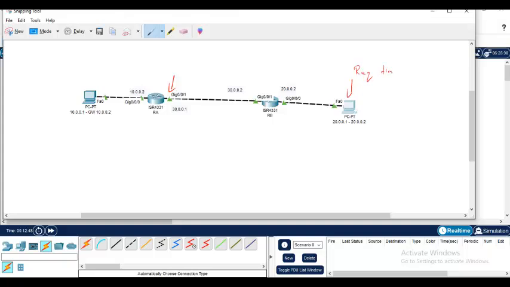See, last time when I was pinging from here to this network, it was saying destination host unreachable. Reply from 20002, destination host unreachable. Now I'm pinging from this to this, and I'm getting request timed out. I'll not be able to get the reply. I'll tell you why.